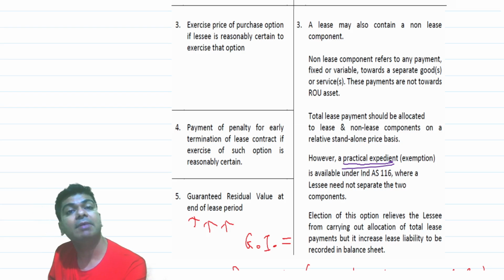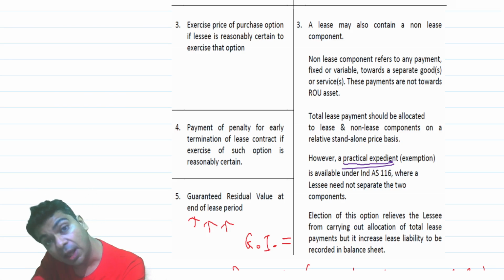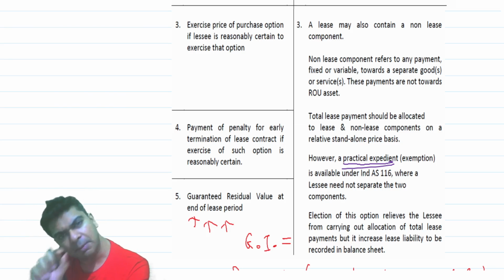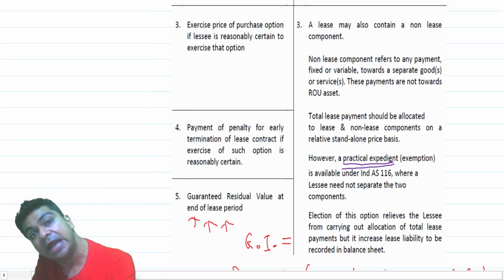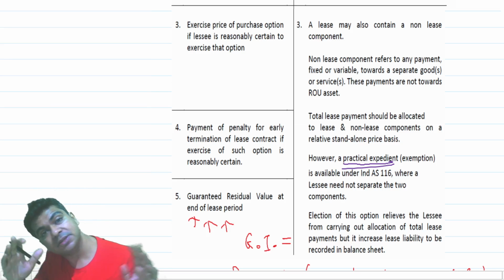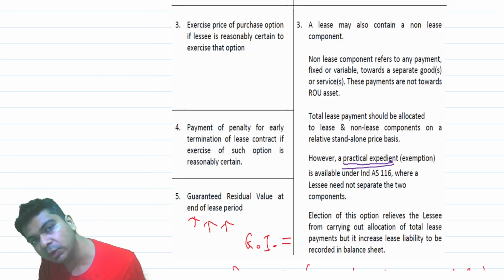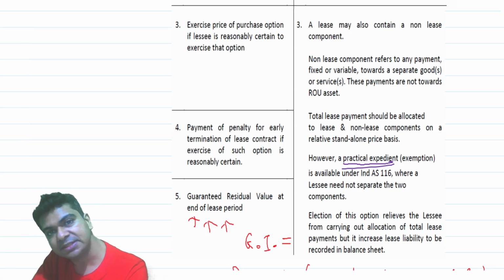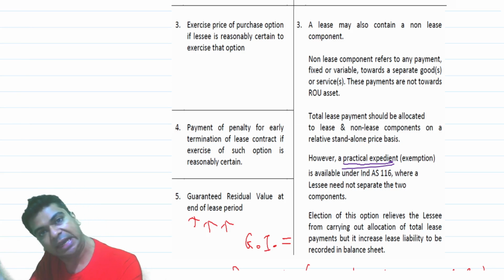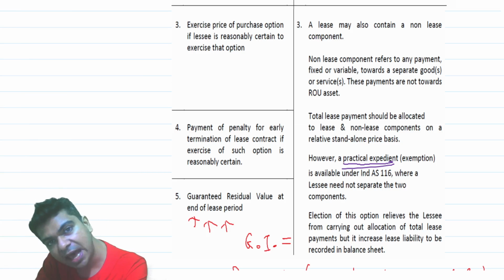So for example, I am paying a lakh of rupees of rent. As a lessee, I know that some portion of that 1 lakh is towards maintenance service, but I do not want to do that segregation, right? I don't want unnecessary complications in my accounting. I want to keep it simple. So Ind AS 116 says that you can do this as a lessee. No need to carry out this allocation.